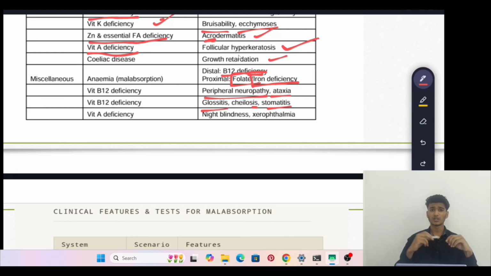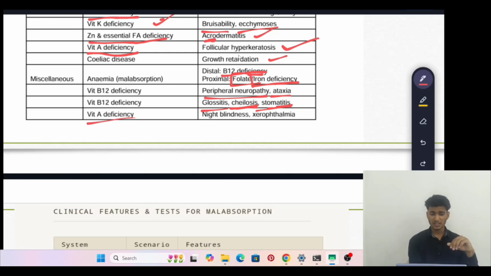What is peripheral neuropathy? In peripheral neuropathy, the peripheral nerves will be affected and malfunction. In ataxia, there will be no coordination. If you send the signal from the brain that you should lift your right hand, the brain will lift the left hand. There will be no muscle coordination. That is ataxia. Glossitis means the tongue is getting irritated, and in stomatitis, the lips are getting affected. We are getting just an irritation because vitamin B12 is deficient.